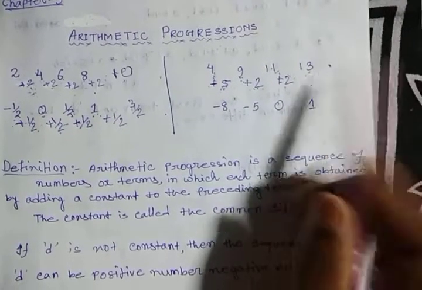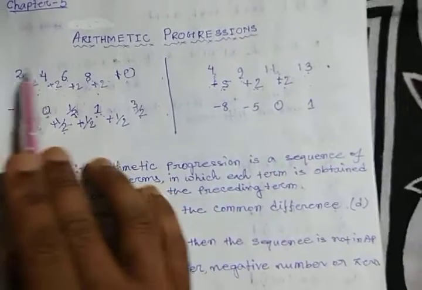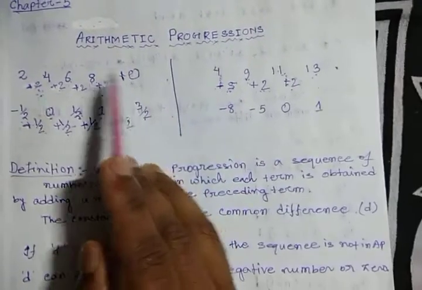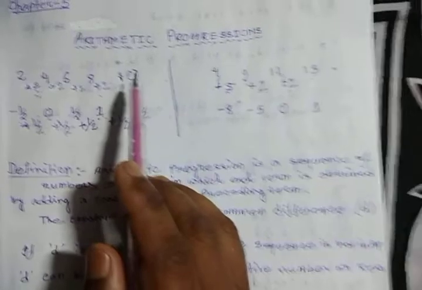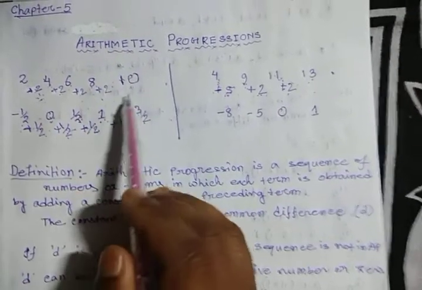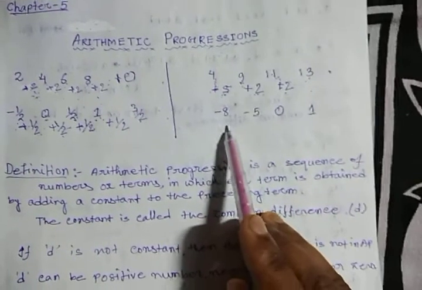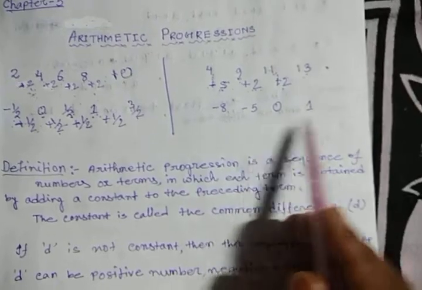So we can't predict the next number, but here we can predict the next number. So this type of situation, or you can say series or sequence, is known as the arithmetic progression. In the same way, you can see this case also: -8, 5, 0 and 1.